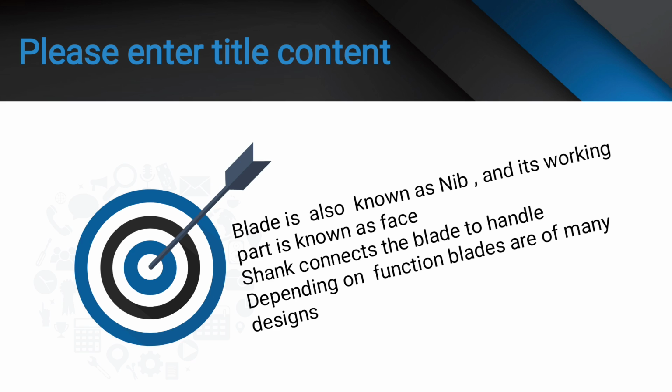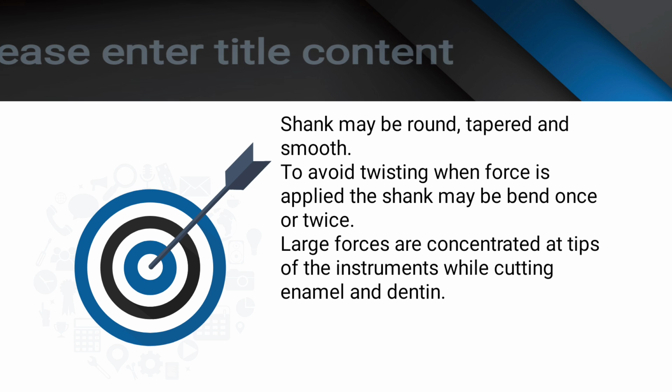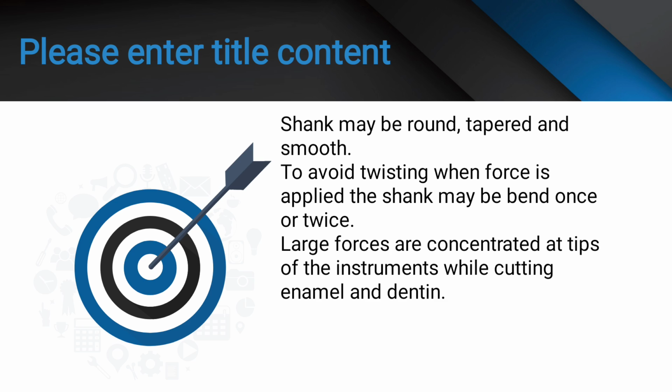The end of the nib or working surface is known as a face. The blade or nib is the working end of the instrument and is connected to the handle by a shank. The shanks serve to connect the handles to the working ends of the instruments. They are normally smooth, round, and tapered. They have one or more bends to avoid the instrument's tendency to twist in use when force is applied. The handles are available in various sizes and shapes.